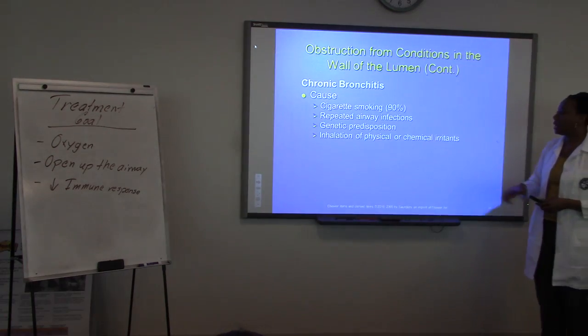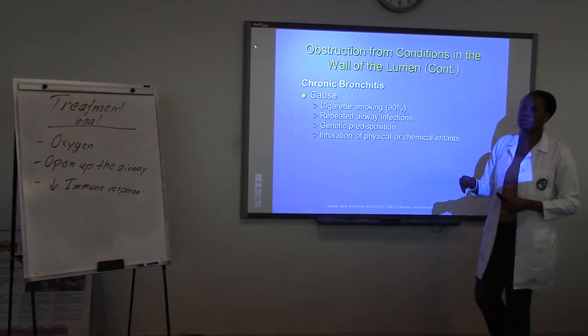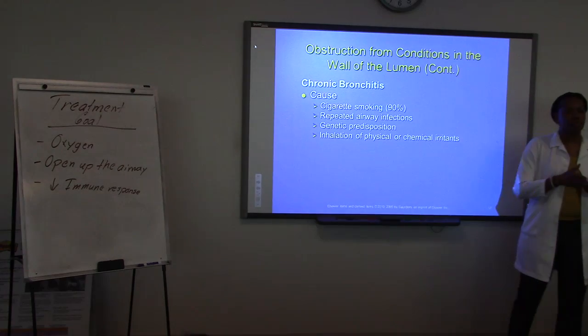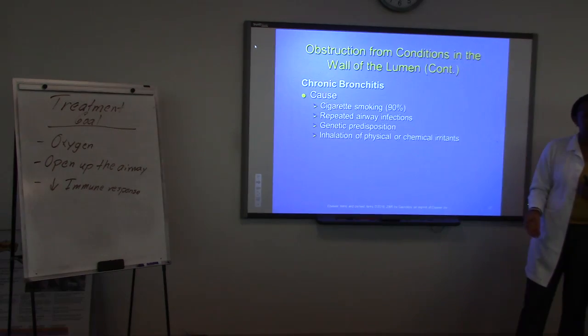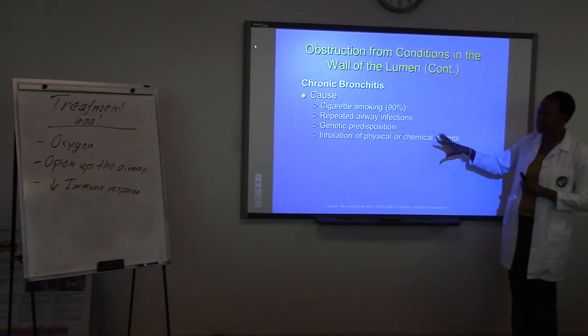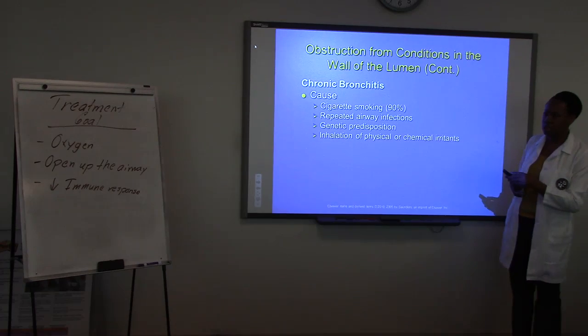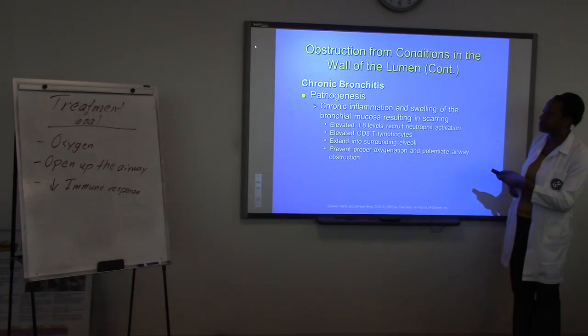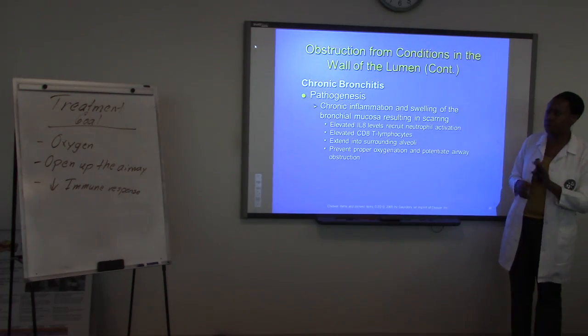Repeated airway infection is another cause. As we talked about earlier, can a person that has acute bronchitis develop chronic bronchitis? Yes. If that person continuously has those acute repeated airway infections, it could lead to a chronic situation. There's sometimes a genetic predisposition, and it also depends on the inhalation of irritants. But again, most of this is cigarette smoking.